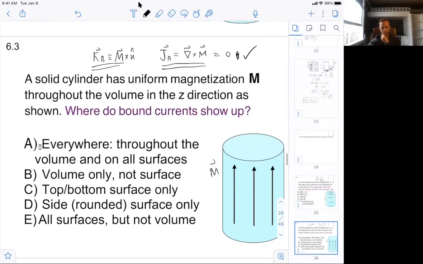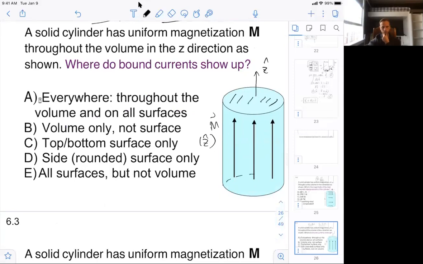And for a cylinder, you can describe the different surfaces using different directions. For the top and the bottom surface, this n hat is the z hat direction. M is in the z hat direction. So for the top surface, z hat cross z hat is going to be 0. So there's not going to be any current in the top and the bottom surface.